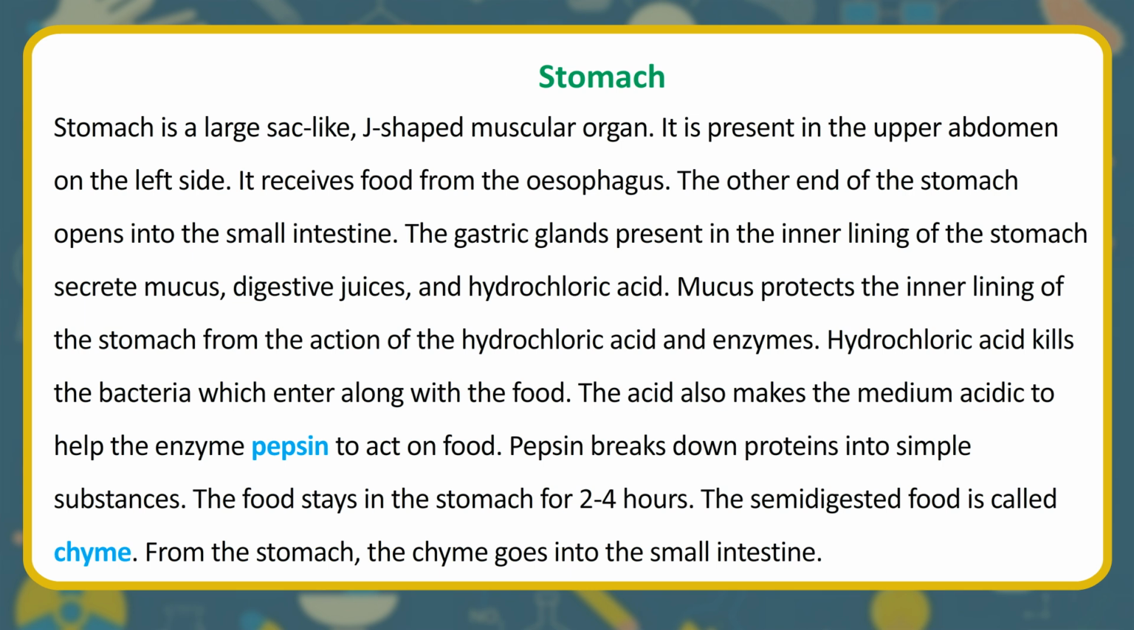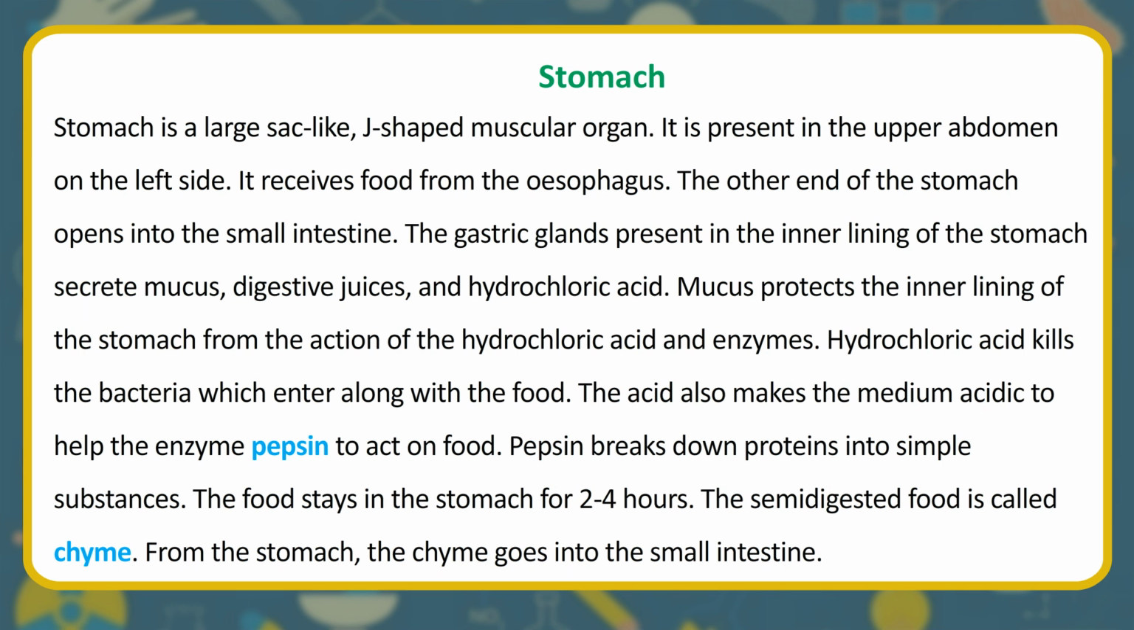The gastric glands present in the inner lining of the stomach secrete mucus, digestive juices, and hydrochloric acid. Mucus protects the inner lining of the stomach from the action of the hydrochloric acid and enzymes. Hydrochloric acid kills the bacteria which enter along with the food. The acid also makes the medium acidic to help the enzyme pepsin to act on food. Pepsin breaks down proteins into simple substances.